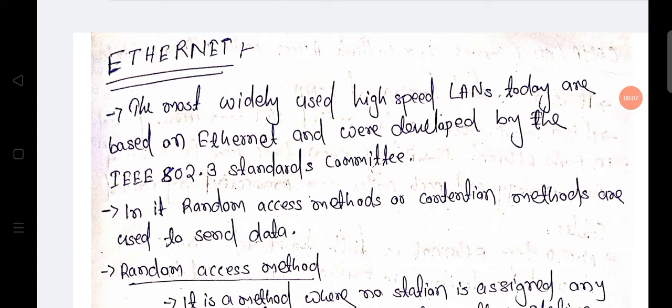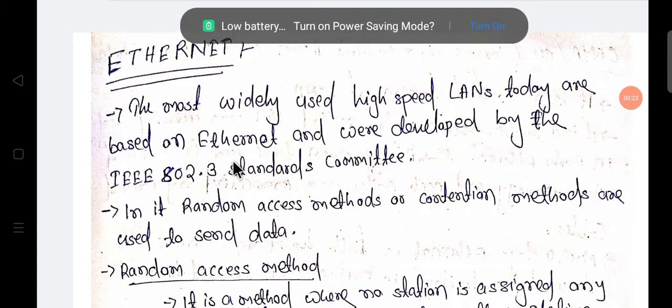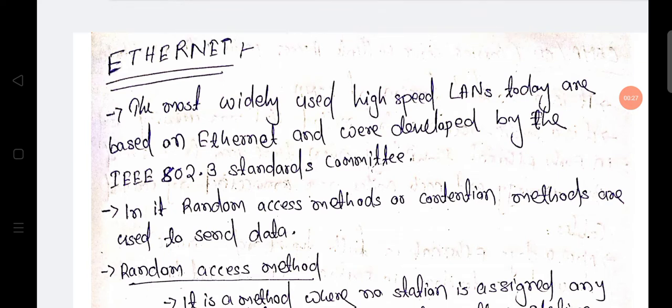Today we are going to discuss Ethernet, the most widely used high-speed LAN. High-speed LAN networks today are based on Ethernet. Ethernet is a network type.